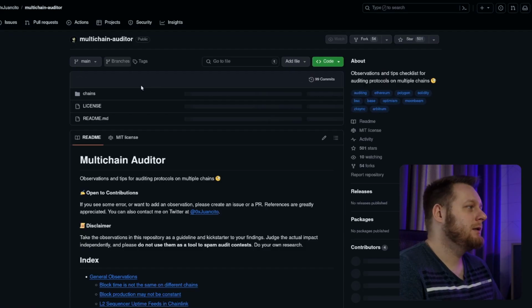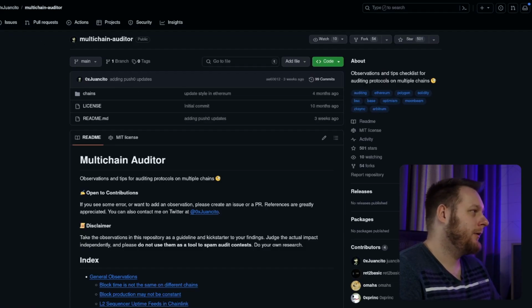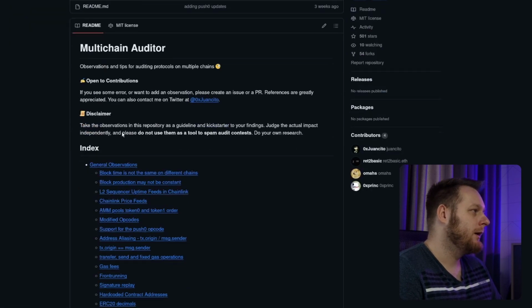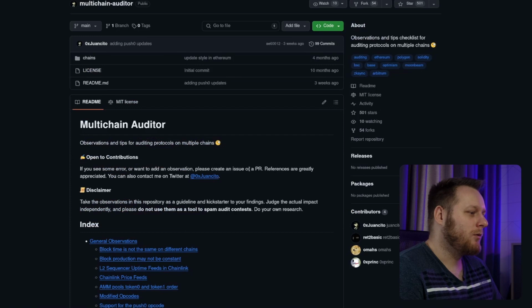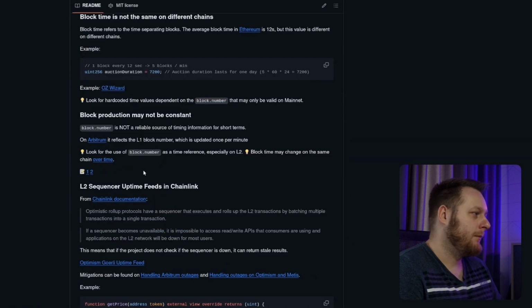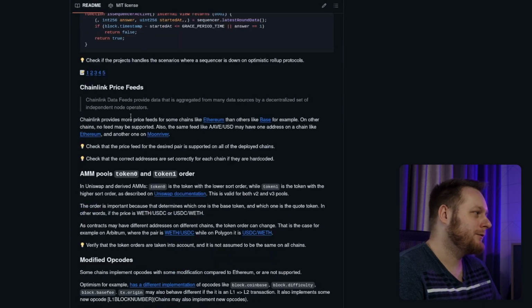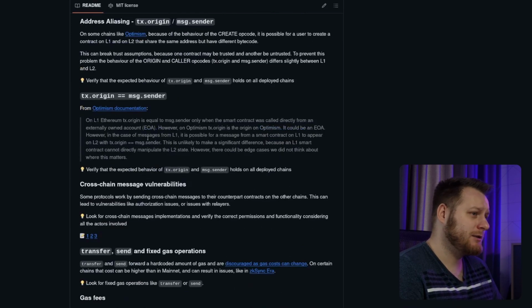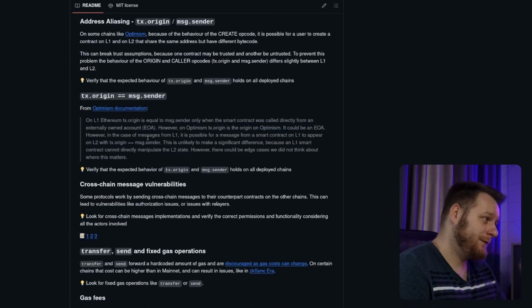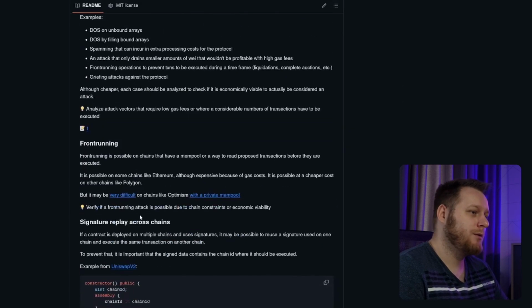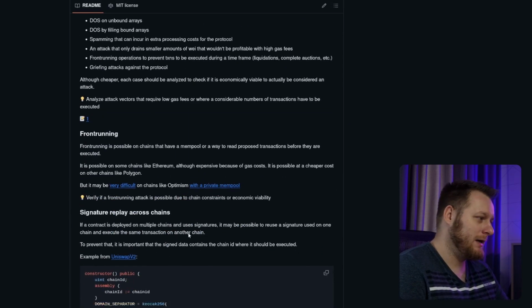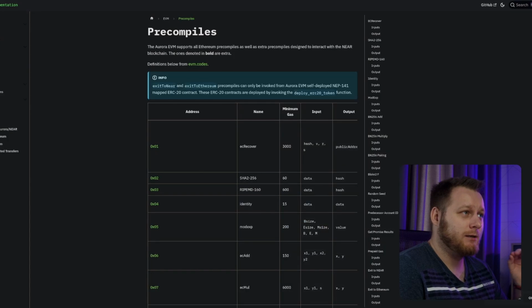of it. And actually, there's a great resource prepared by Juancito called Multichain Auditor, and it gathers all the information about how different chains are differing between them. And this is a great read. You should definitely check this out. I won't really go into details of it, but I highly encourage you to check it out yourself.